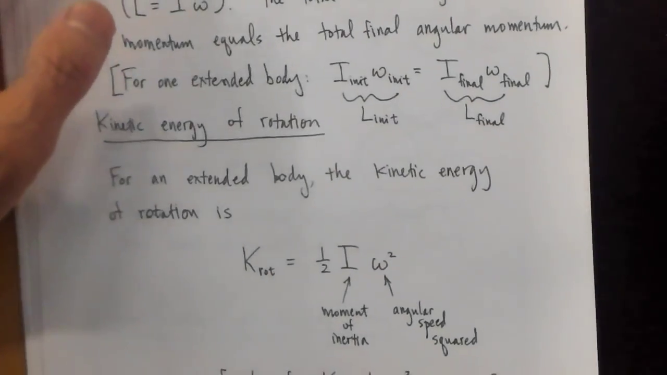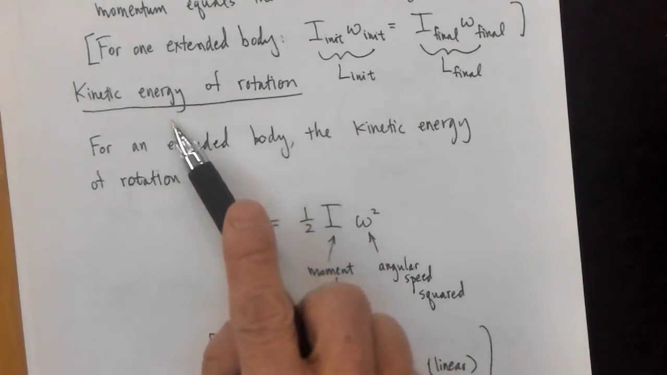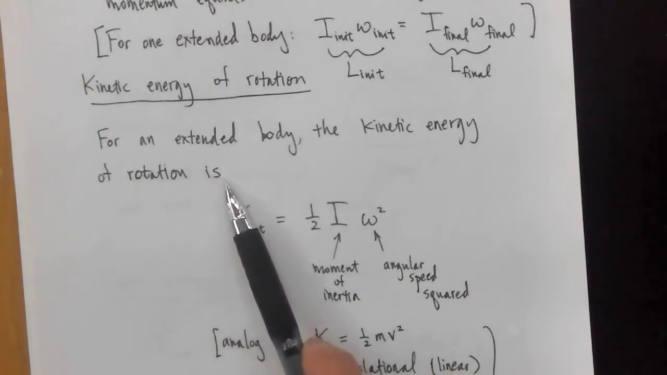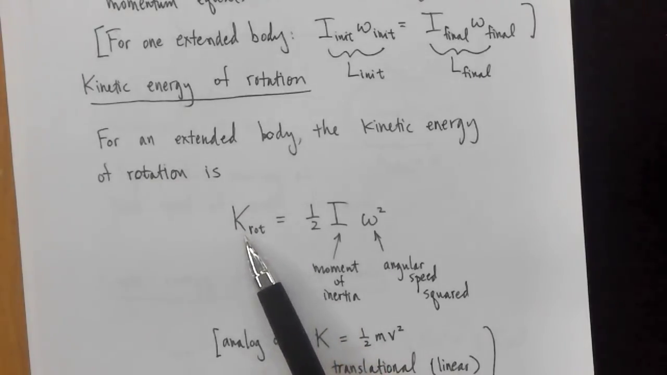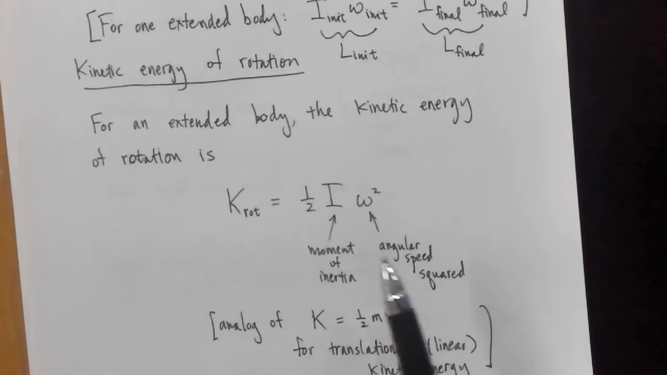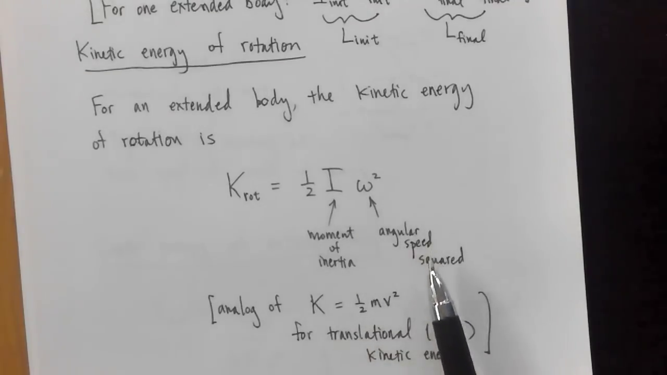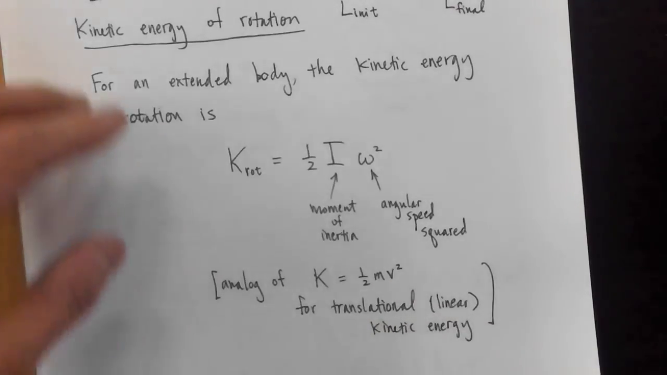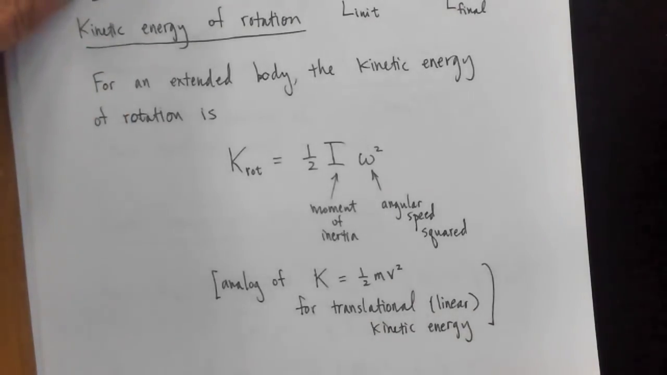All right, next thing is the kinetic energy of rotation. If I have an extended body, the kinetic energy of rotation is K rotation equals 1/2 I omega squared. I is the moment of inertia, omega is the angular speed, squared. Okay, so that's the analog of 1/2 mv squared for the translational kinetic energy.